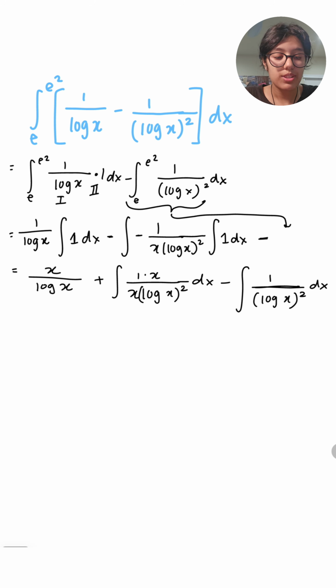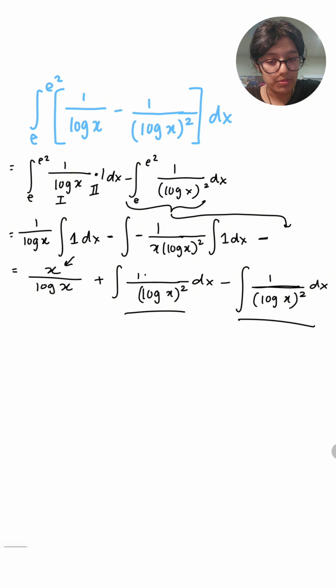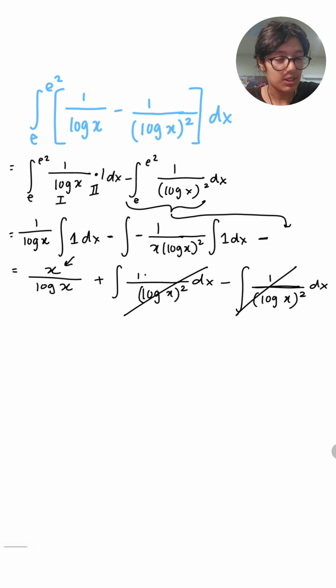Alright, so I essentially simplified this. The integration of 1 dx is just x, so that x is over here. And same thing, that x is over here because we have an integration of 1 dx. I noticed that in the second integral, this x and this x cancel out. And hence, this term and this term can also cancel each other out, which is exactly what we wanted. We're left with x over log x.